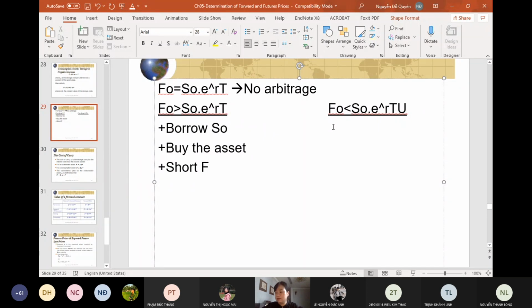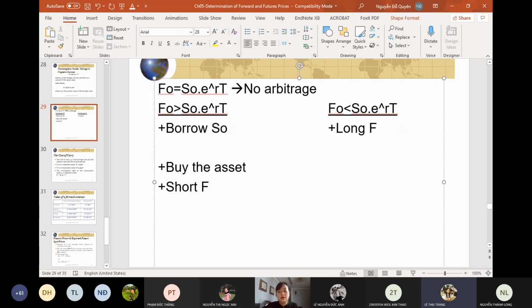And the opposite case, if F0 is smaller than S0 multiplied by e to the power of RT, then what do we do? I think that we will long the forward contract and short sell the commodity.